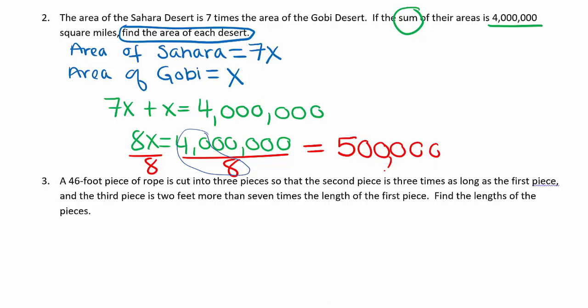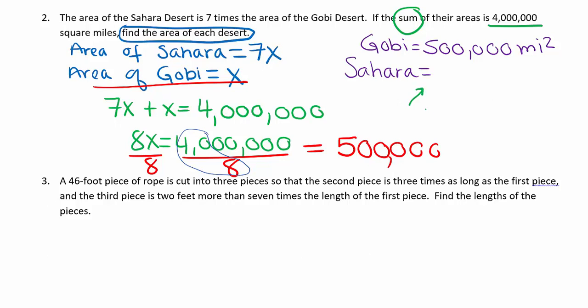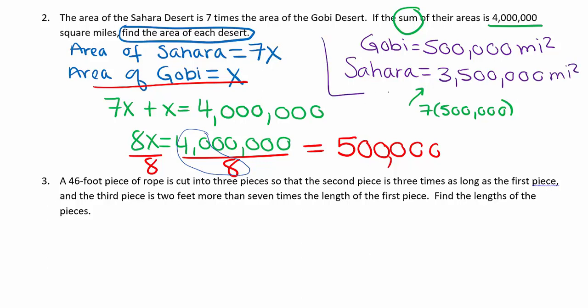Now in this problem, we're supposed to find the area of each desert. And so the x in this case was my Gobi Desert. So the Gobi Desert is 500,000 square miles. The Sahara Desert is 7 times that amount, 7 times x. So if I take 7 times 500,000, that gives me 3,500,000 square miles.